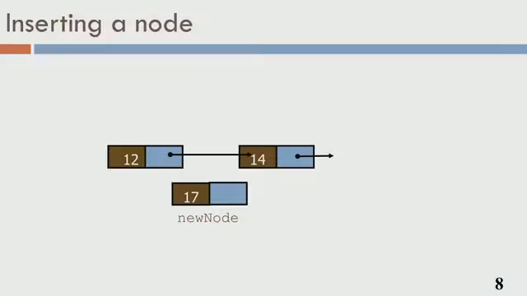Let's say I already have a list where I have a node containing 12 and a node containing 14. I have two nodes, and maybe there is a list that's following that. I want to insert this node containing 17 between 12 and 14. You have to do a series of pointer manipulations.